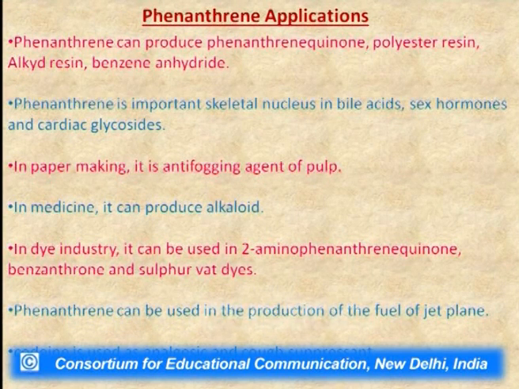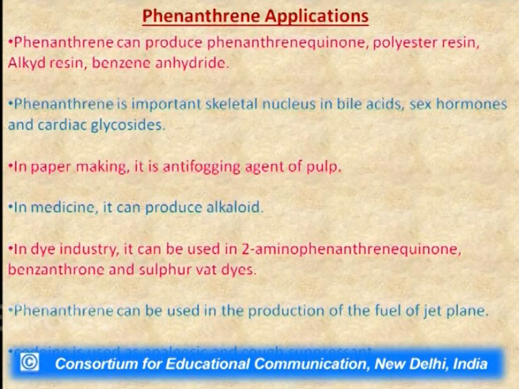Then comes the phenanthrene application. Phenanthrene itself can produce phenanthroquinone, polyester resin, alkyl resin and benzene anhydride. These derivatives have many applications in organic synthesis. These are used as many solvents. These are used as ingredients of many synthetic products. These are commercially used products. Phenanthrene is also a very important skeleton nucleus in the bile acids, in the bile juices, in the sex hormones and the cardiac glycosides also.